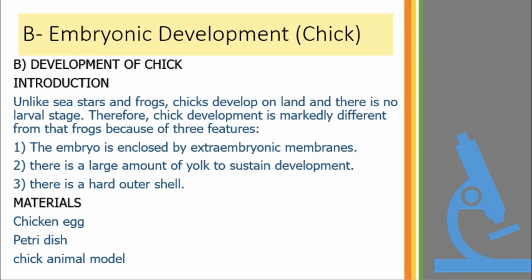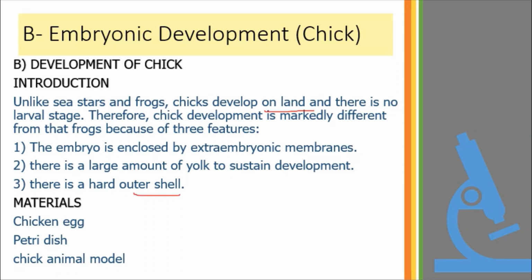B. Embryonic development in chick. Normally, chicks develop on land. There is no larval stage. Therefore, chick development is markedly different from the frog because of these 3 features. Number 1, the embryo will be enclosed by the extra-embryonic membranes. Number 2, there is a large amount of yolk to sustain development of the chick. Number 3, there is a hard outer shell.